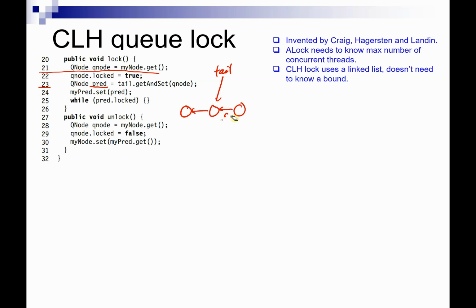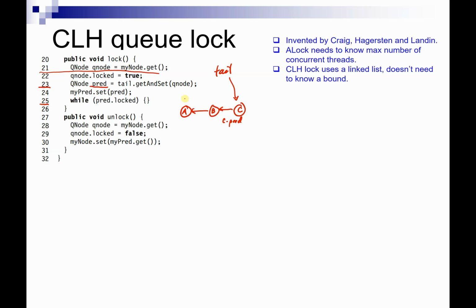Let me label these things. This is thread A, this is B, and this is C. So C.pred is now going to be equal to B. Furthermore, tail is going to get set to node C here. And then I'm going to see whether my predecessor is locked or not. Initially, all the threads are going to lock themselves.